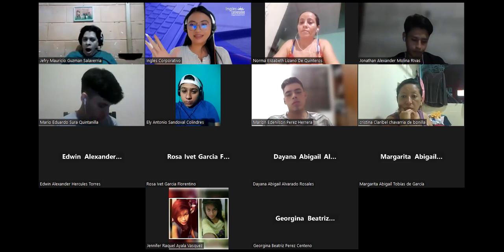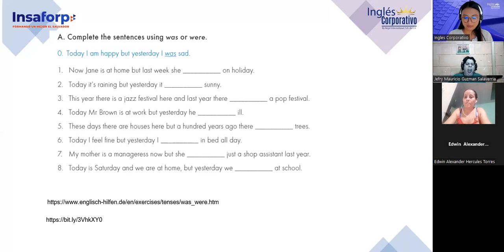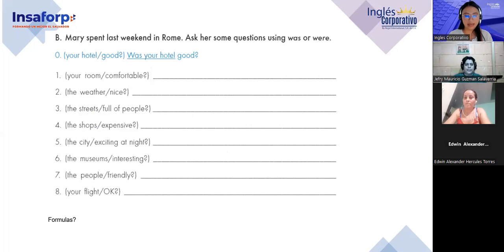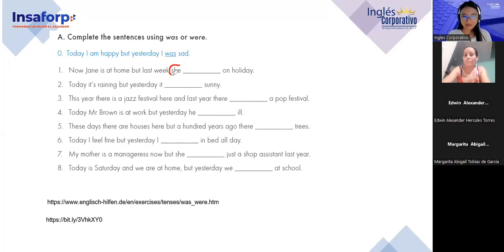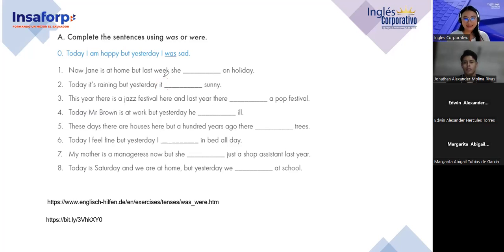Okay. Recapitulemos. Yesterday, this was the last exercise that we were doing. Creo que tengo aquí las respuestas. Not really. I don't have them. Okay. And I was asking you, can you complete the sentences by using was or were? What was the first step? ¿Quién se acuerda del primer paso? What was the first step? Find the subject. Number one. Who's the subject in number one? She. Who is the subject in number two? It. And whenever we say it, to whom are we referring? ¿A quién me refiero con it?